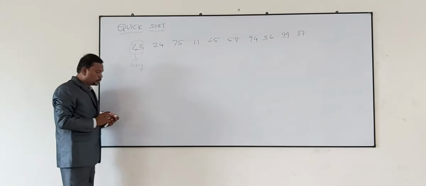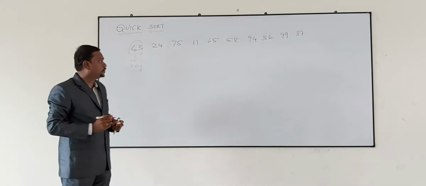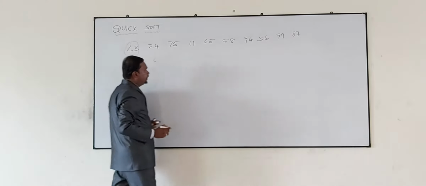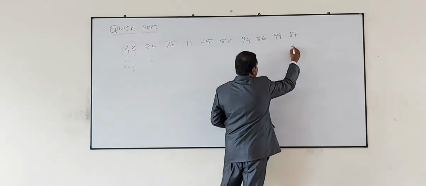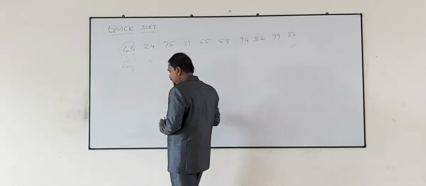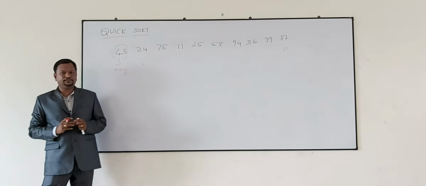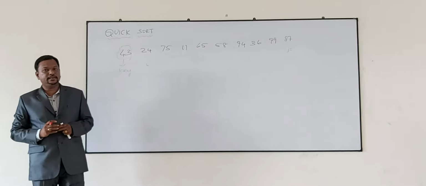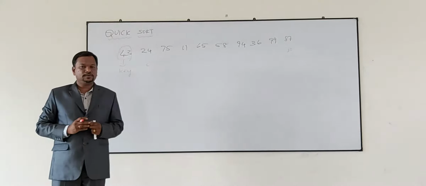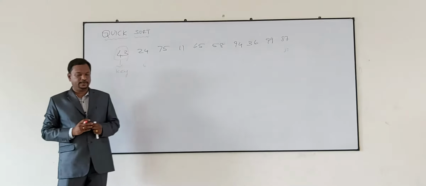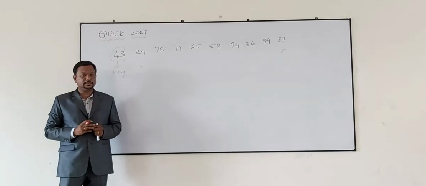Let me introduce the two index variables. One is i, another one is j. So the index variable is the position variable. The process is from left to right. We will search the first biggest element, and simultaneously we will check the first smallest element from right to left. So this is the concept.